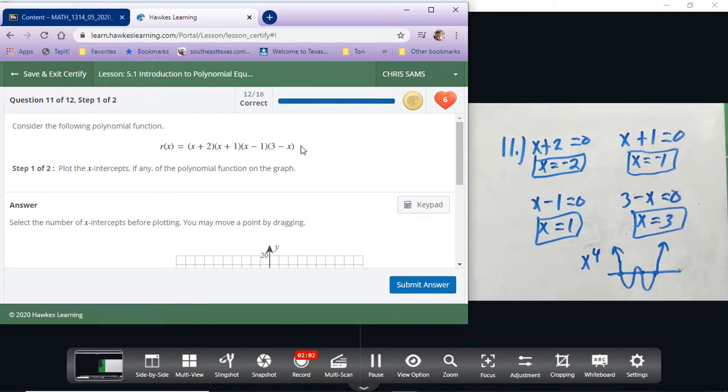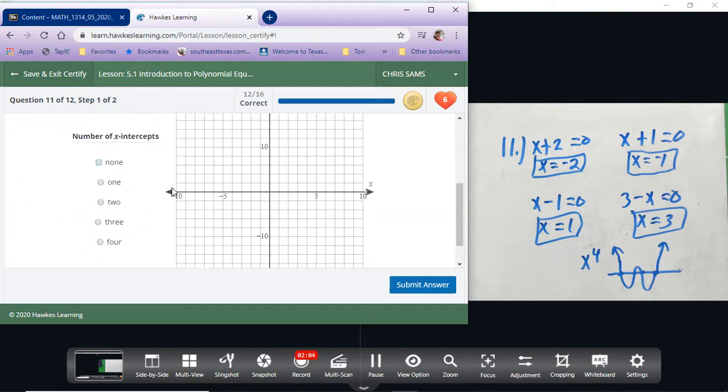Okay, so we're going to plot these x-intercepts. There are 4. Negative 2. Negative 1. Positive 1 and positive 3.